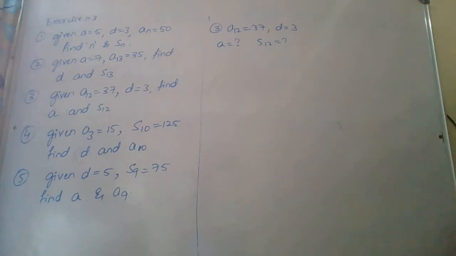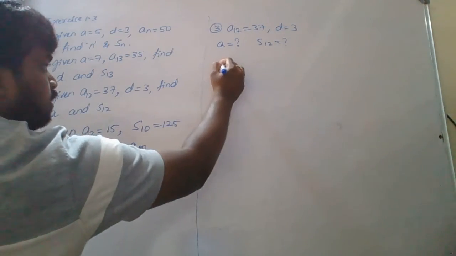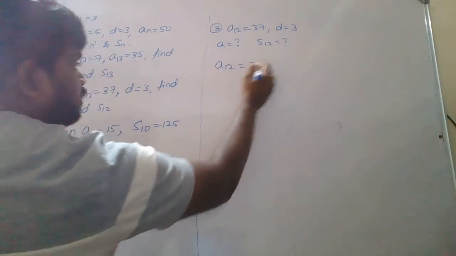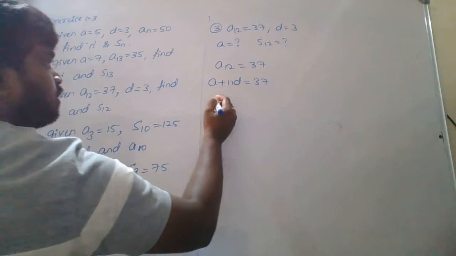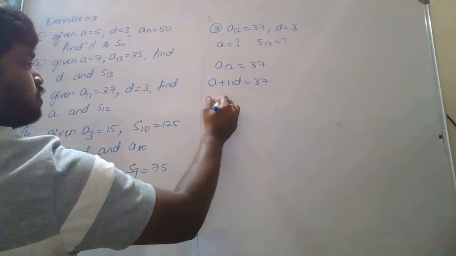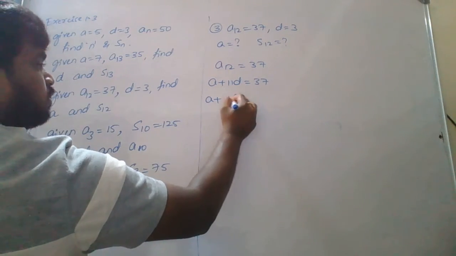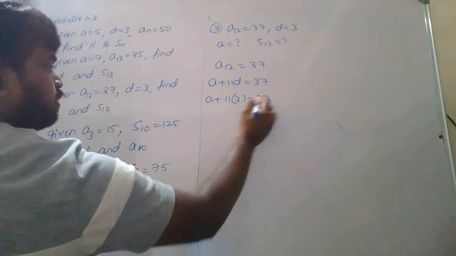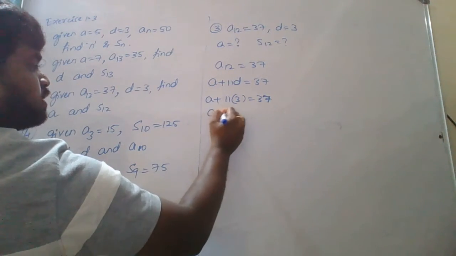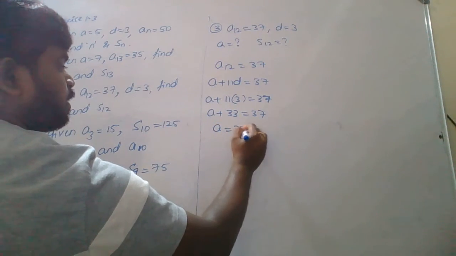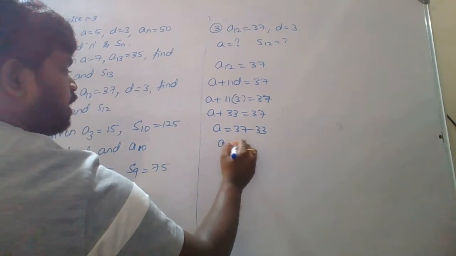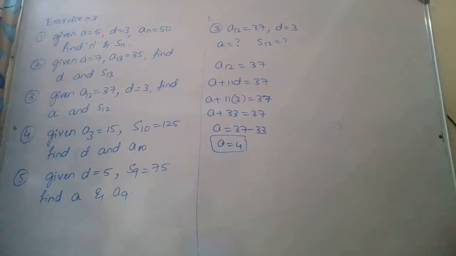Okay, so here let's start with a12. The 12th term is 37. The formula is a plus 11d is equal to 37. The a value is not known, so a plus 11, the d value is known, 3, equals 37. So a plus 11 3s are 33 equals 37. Therefore a is 37 minus 33. Therefore a is 4. So we got the value of a.